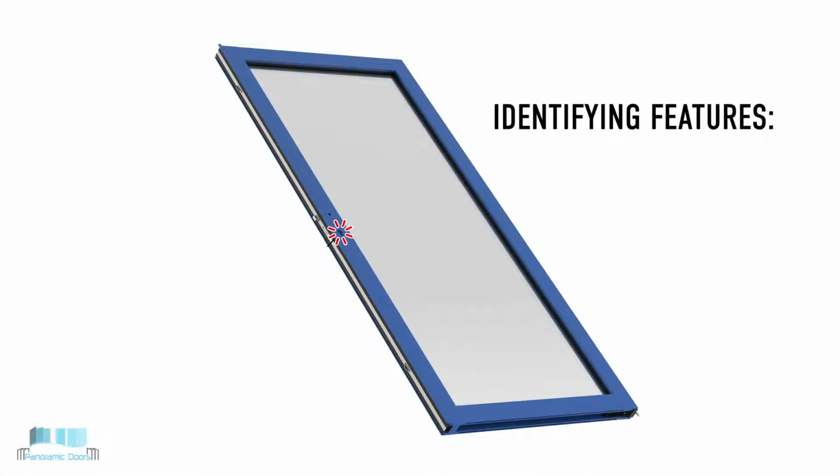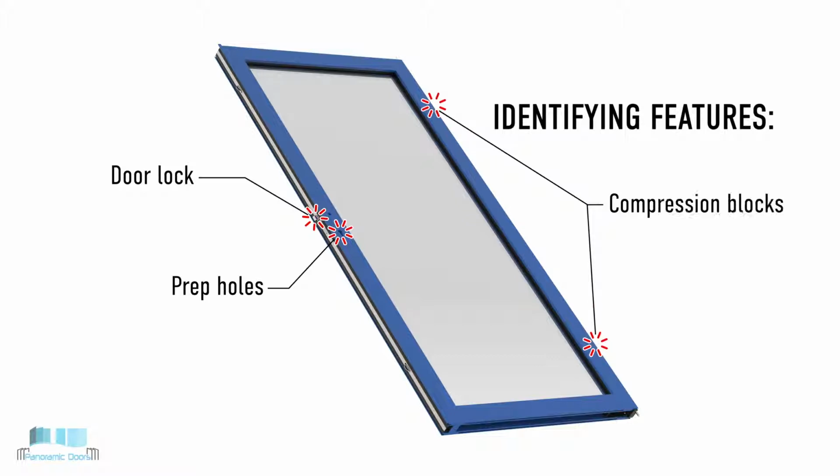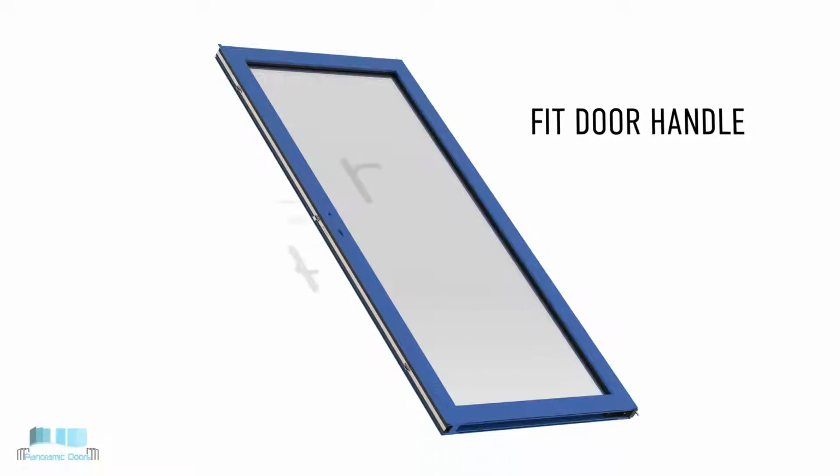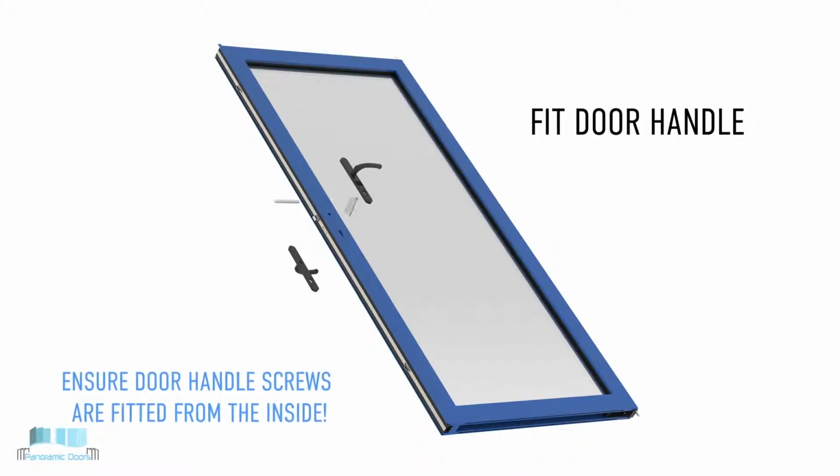It has prep holes in the section for door handle assemblies, it has a door lock in the side of the sash, and has compression blocks fitted to the pivot side of the sash. The door handles should be fitted prior to installing the door.